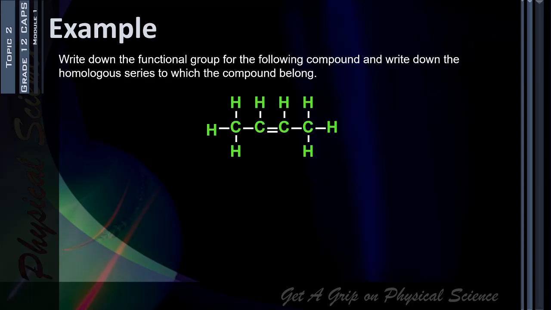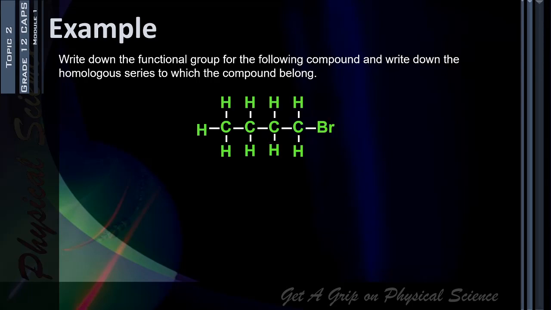Write down the functional group for the following compound and write down the homologous series to which the compound belongs. Right, so we can immediately see that there's a double bond between two carbons, and the double bond between two carbons is the functional group for the alkenes.